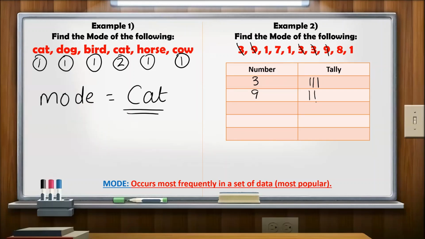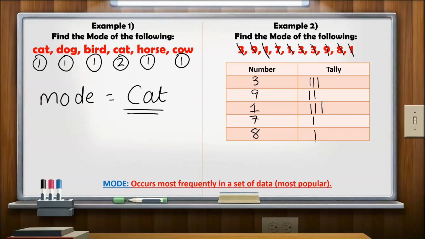The next number I can see in my data set is the number 1. So I'm going to see how many 1s there are in my data set. I can see that I have 1, 2, 3 1s in my data set. The next number I can see in my data is the number 7. And I can see that I have the number 7 come up once in my data set. The last number remaining in my data is the number 8, and that comes up once.